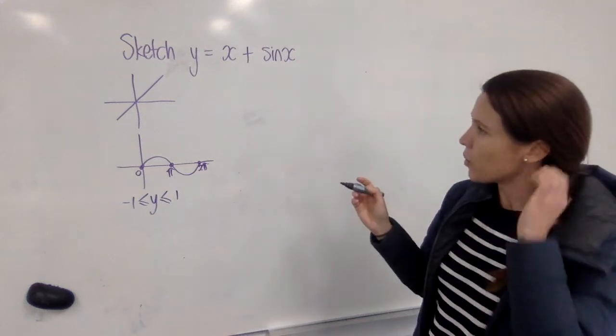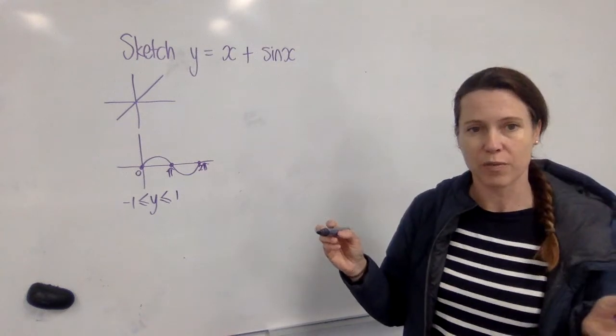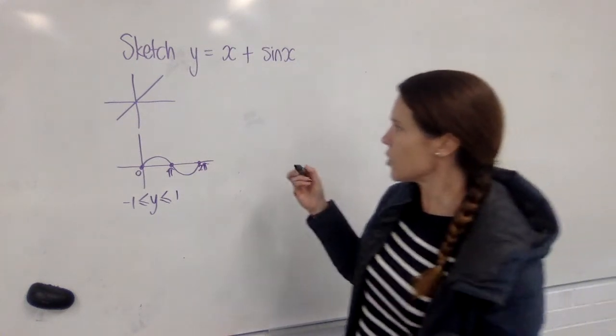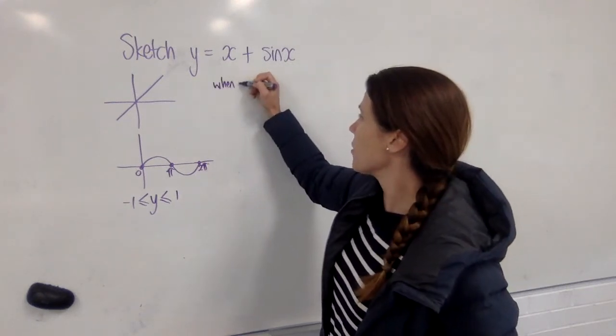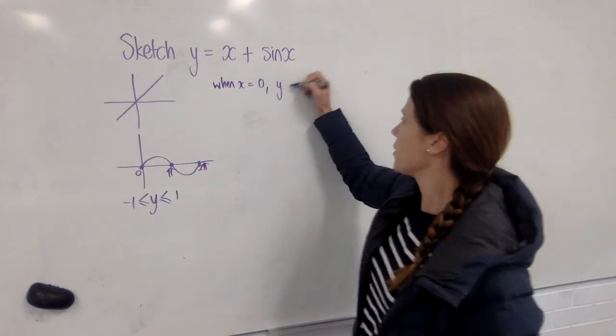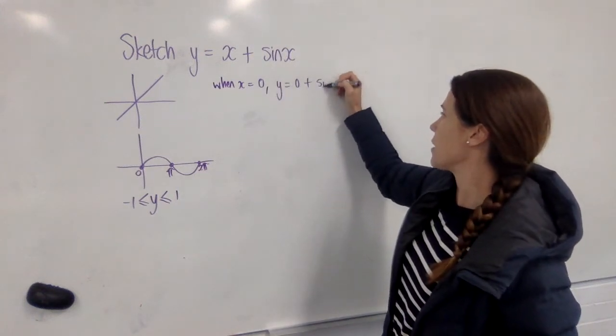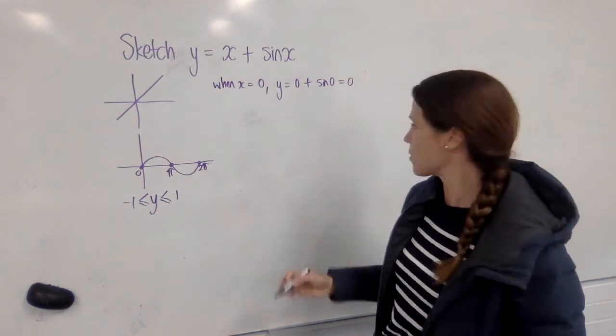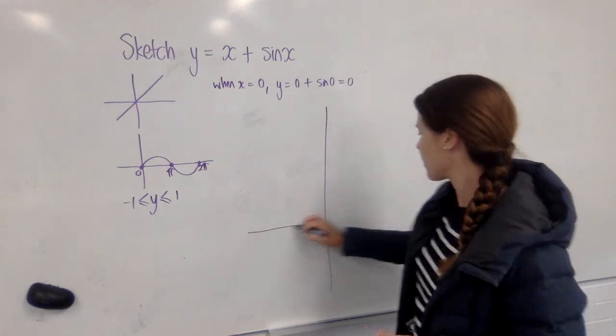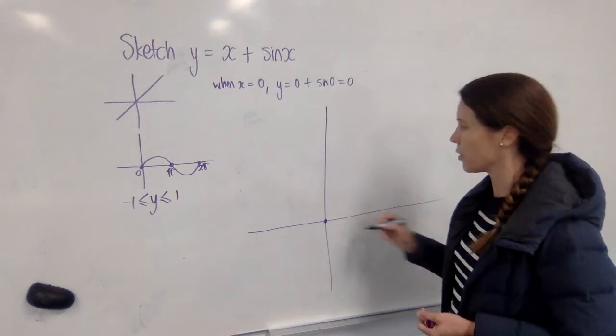Now, the easiest way to graph this would probably be to just find some key points. So start with your intercepts. When x equals 0, what's y? Well, we've got 0 plus the sine of 0, and that's 0. So this thing starts by going through the origin. So let's start graphing it, and we've got something to go with.